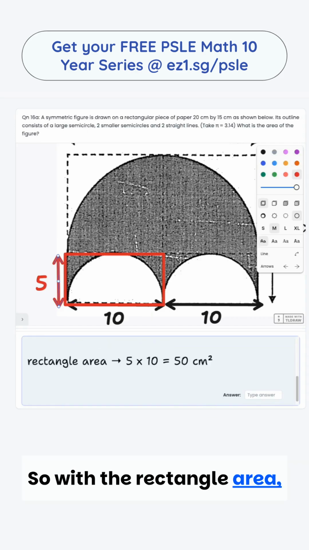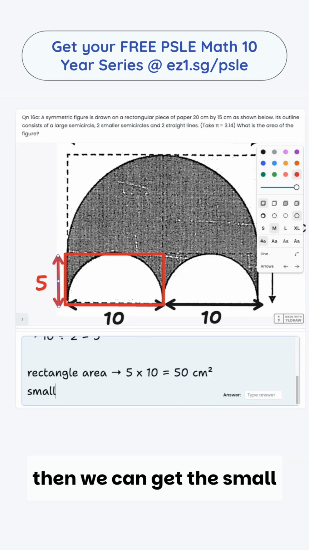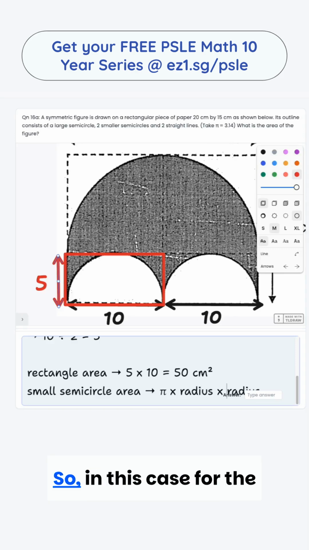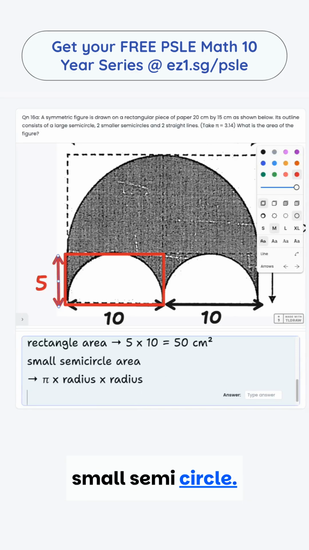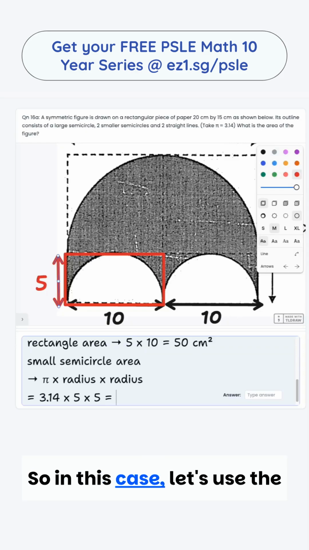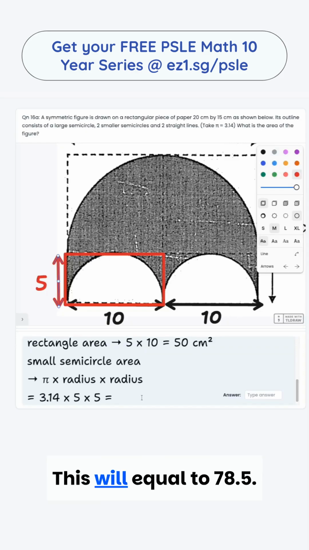With the rectangle area, we can get the small semicircle area, which in this case is pi times radius times radius. For the small semicircle, the pi would be 3.14 times the radius, which is 5 times 5. Let's use the calculator. This will equal 78.5.